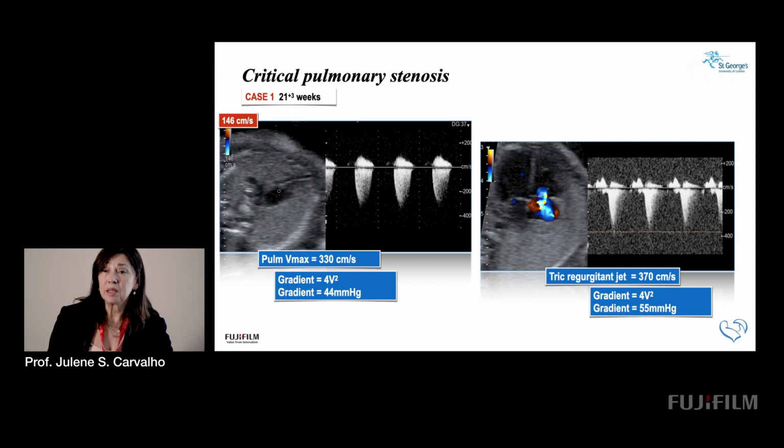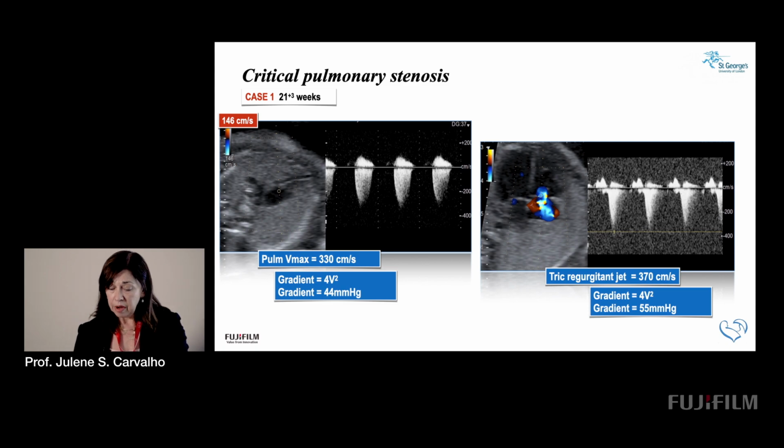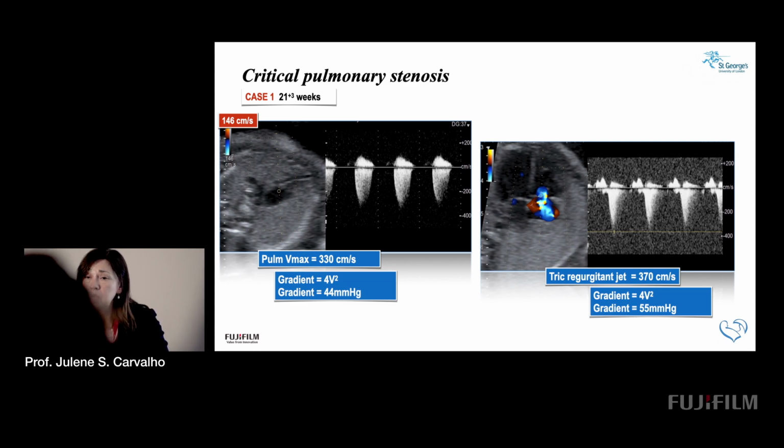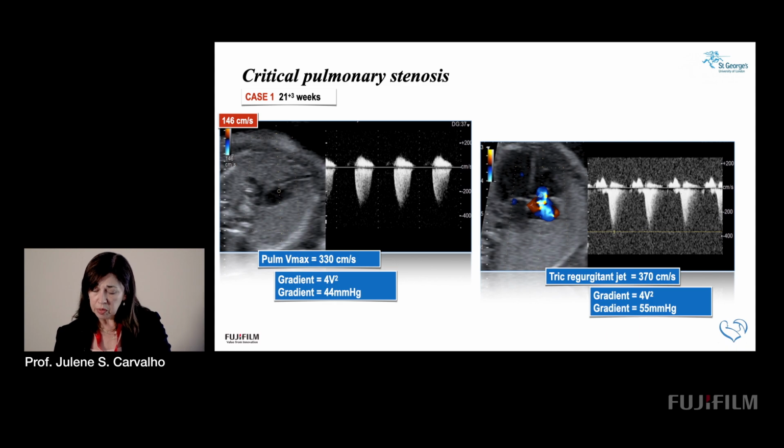You can calculate the gradient across the valve, and the formula is the modified Bernoulli equation, which is 4 times the square of the velocity. So here at 3.3, and you do that in meters per second, so it will be 3.3 times 3.3 times 4, which gives a gradient of 44 across the pulmonary valve.